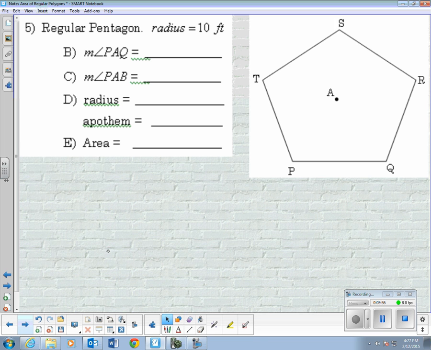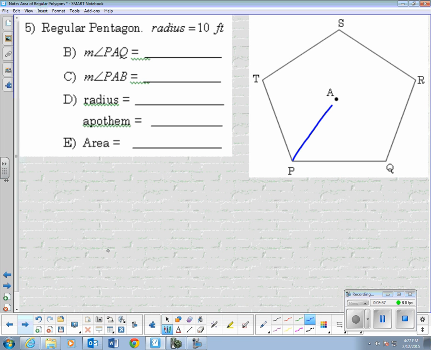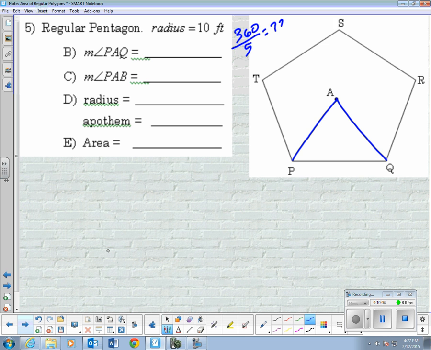So let's go with the process here. Let's create our central angle. That's 360 divided by 5, so that's 72. So this is 72 degrees. From here to here is 72 degrees. We put our apothem in to create that triangle PAB. There's a right angle there, and it bisects, so that's 36 degrees right there.